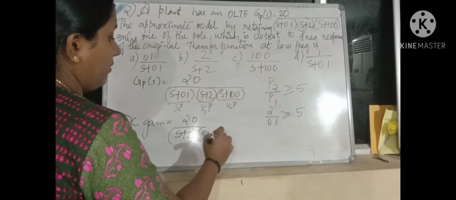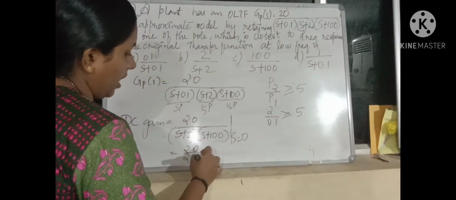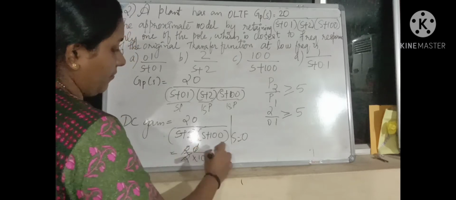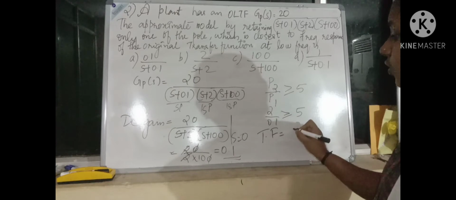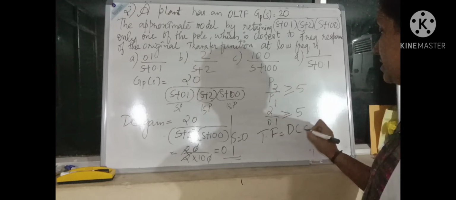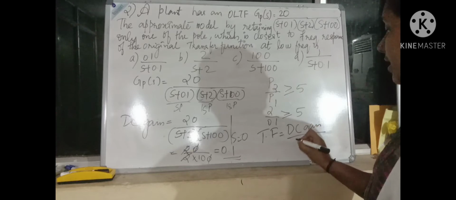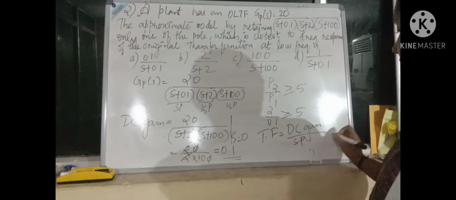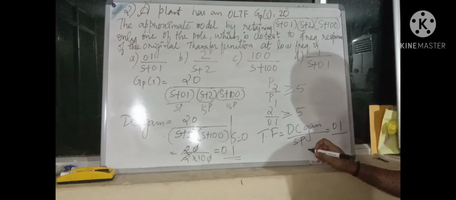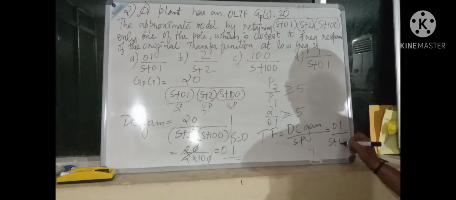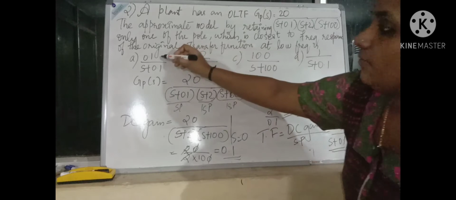Okay, and find out the value for DC gain. S equal to 0, that is 20 by 2 into 100, right? We get the answer as 0.1. DC gain will be equal to 0.1. Next, we know that transfer function is equal to DC gain divided by significant pole, right? DC gain is 0.1 and significant pole is here S plus 0.1. Here, the first one is the answer.